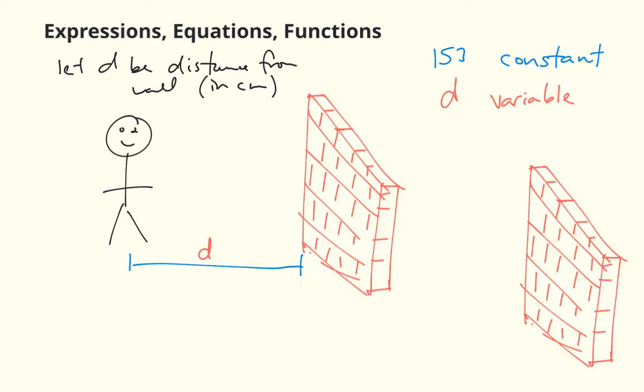So if d is the distance from the wall, we could do a lot of stuff with that. We could say, well, maybe I don't want to talk about just the distance from the wall, but I could talk about twice the distance from the wall, right? Or half the distance from the wall. In that case, I'd be talking about 2d, twice the distance from the wall, or half the distance from the wall, half of d, half times d, or another simpler way of writing half d is d over 2. Same thing.